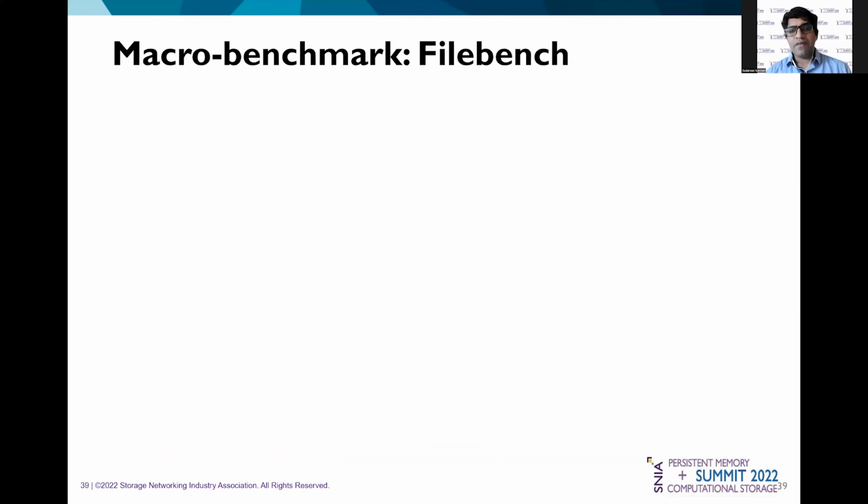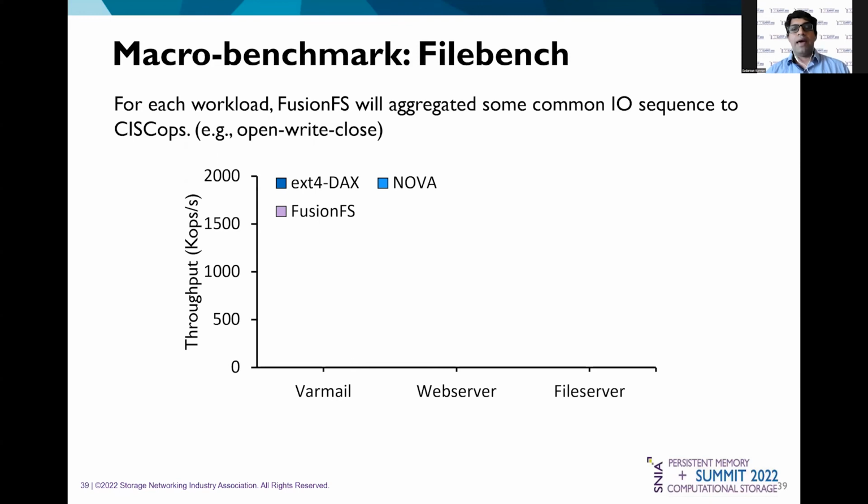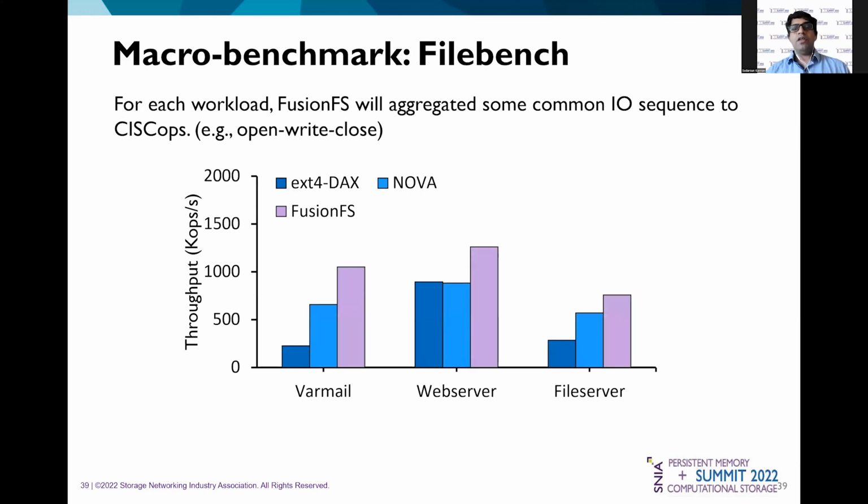These results are also reflected in some of the well-known macro benchmarks, like varmail, web server, and file server. On my y-axis is throughput. As you could see, even on these kinds of workloads, there are some benefits from reducing frequent back and forth movement.